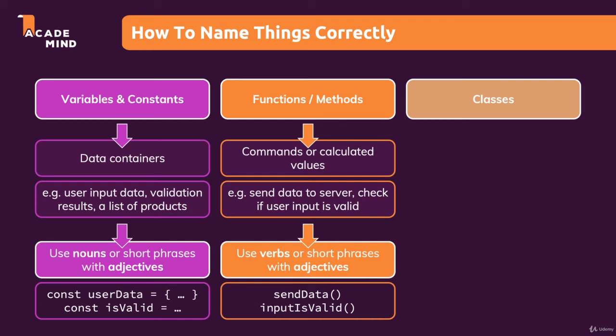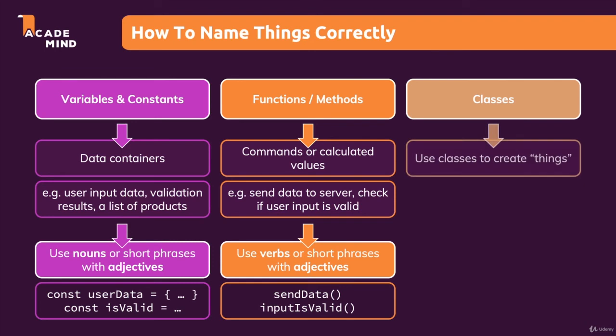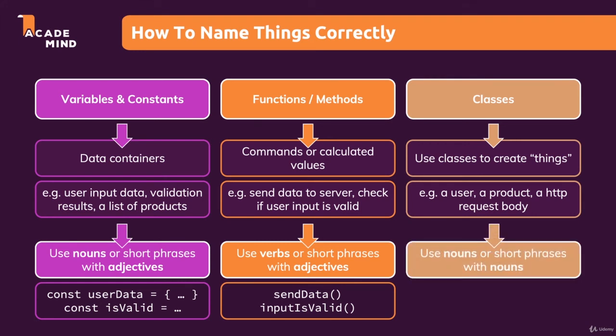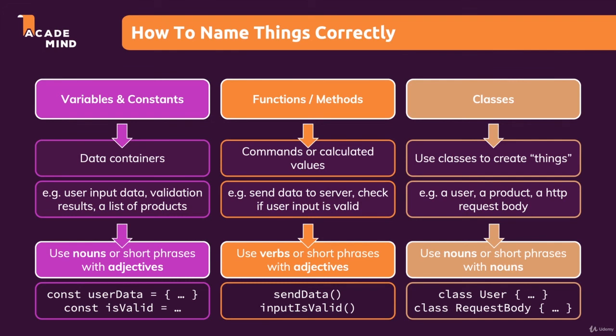Now, when it comes to naming classes, it's important to understand and keep in mind that we use classes in our code to create things, to create objects. For example, a user object or a product or an HTTP request body which we want to parse, something like this. And therefore, for naming classes, we also use nouns or short phrases with nouns, so simply multiple nouns combined with each other. Something like user or request body, which would be these multiple nouns being combined. That's how we want to use classes.